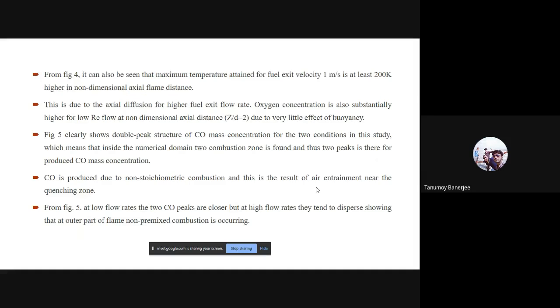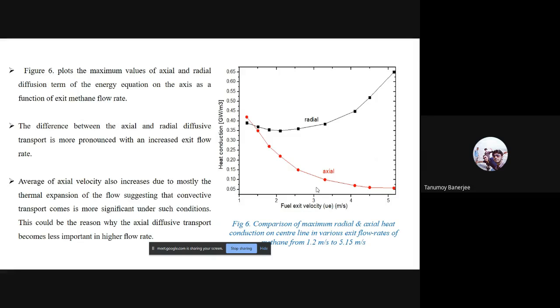So this is all I have told, and here we have done the heat conduction analysis, the total heat conduction for different fuel exit velocities. And here we can see that as we increase the fuel exit velocity, the radial heat conduction is getting higher than the axial heat conduction, and the difference is increasing for higher fuel exit velocity.